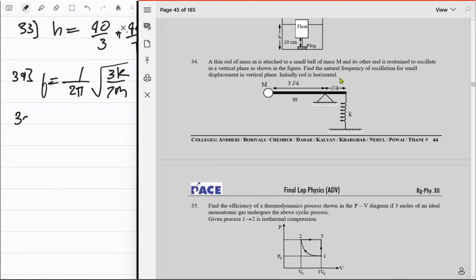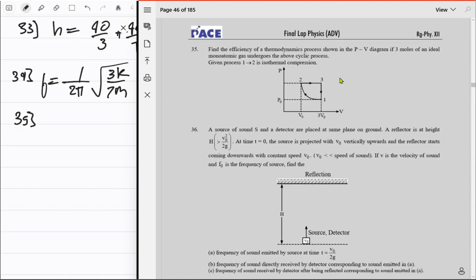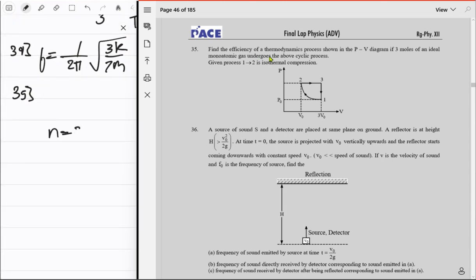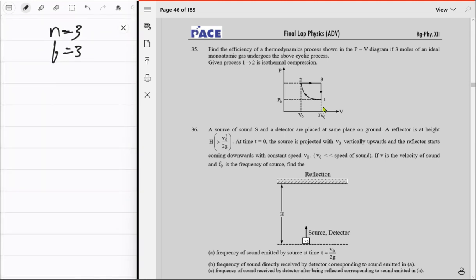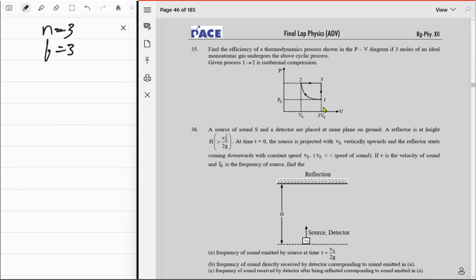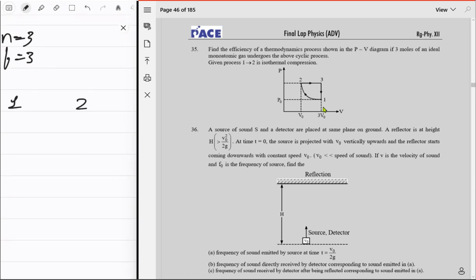Next, question 35. Find the efficiency of the thermodynamic process in the PV diagram with 3 moles of an ideal gas. Okay, n equal to 3, atomic, F equal to 3. To find the efficiency, it undergoes a cyclic process, given 1 to 2 is compression. So efficiency will be just the work done in the whole process upon the heat provided. We will have to do all of them, so we will look at all the processes. The states we just have to know, right?